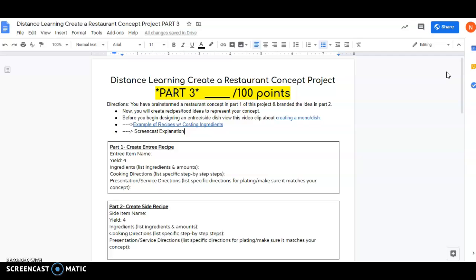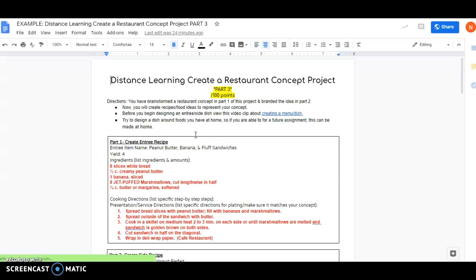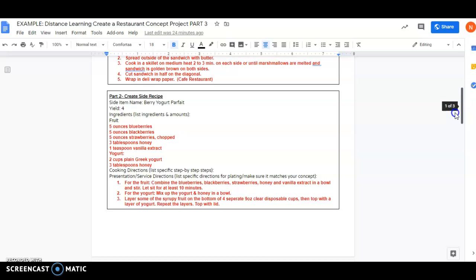So what we have done is we've put together an example, so you can use this. Obviously, please don't use these recipes. You would get a 0. So what I chose to do is I'm doing a cafe restaurant. At my cafe restaurant, I'm going to be selling a peanut butter, banana, and fluff sandwich. And then my side is going to be a berry yogurt parfait.